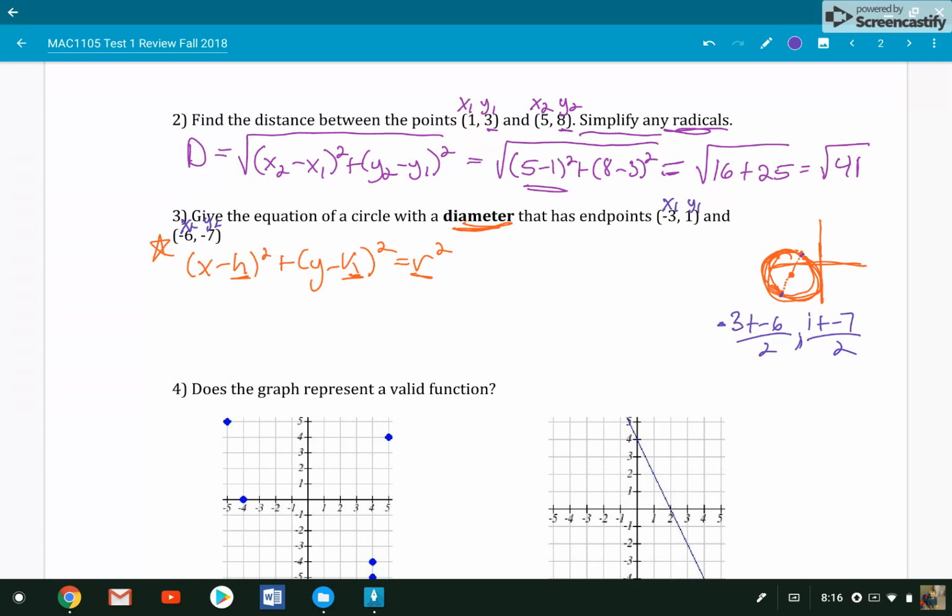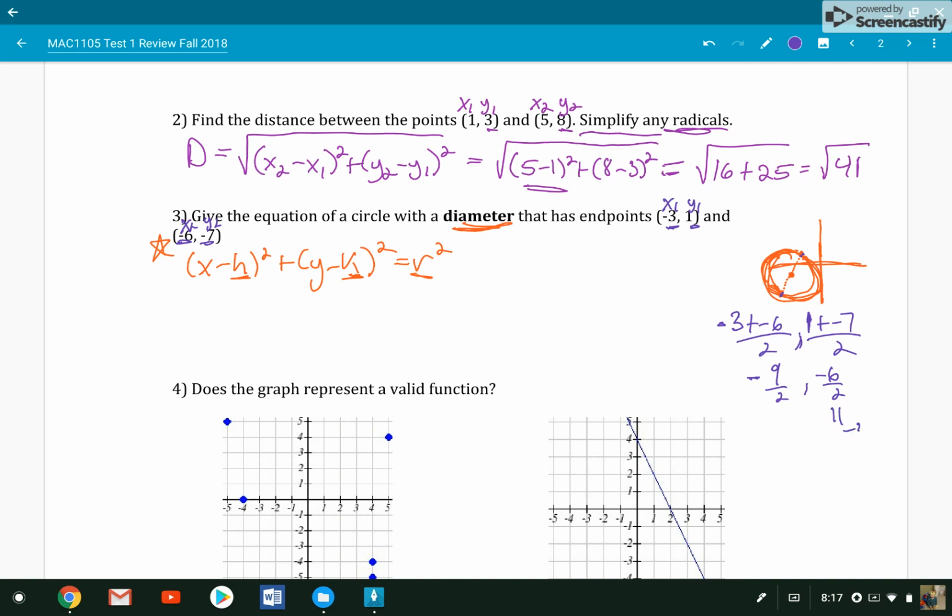So I've got a -3 and -6 from my x's. I've got 1 and -7 from my y's. And so if I combine these together, I'm going to get a -9/2, and I'm going to get a -6/2. Now, the -9/2 does not simplify, so that is my h.